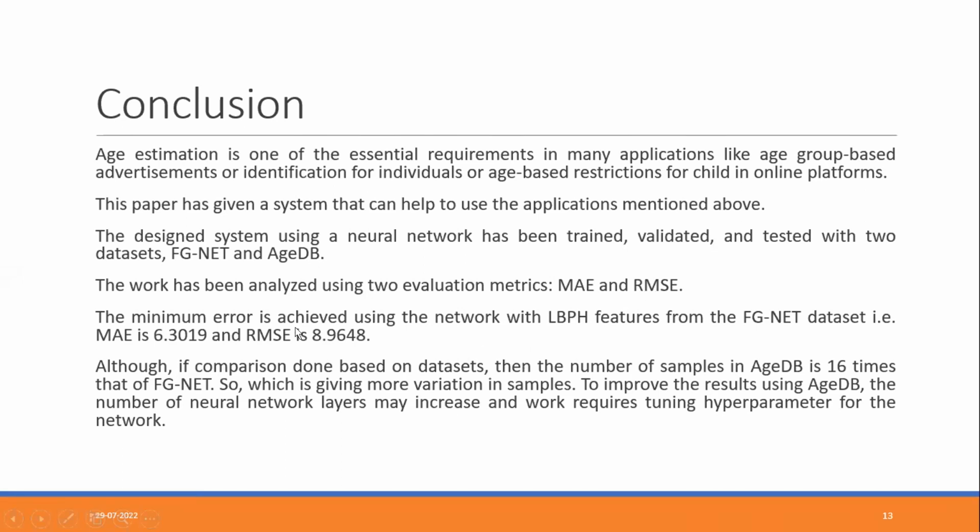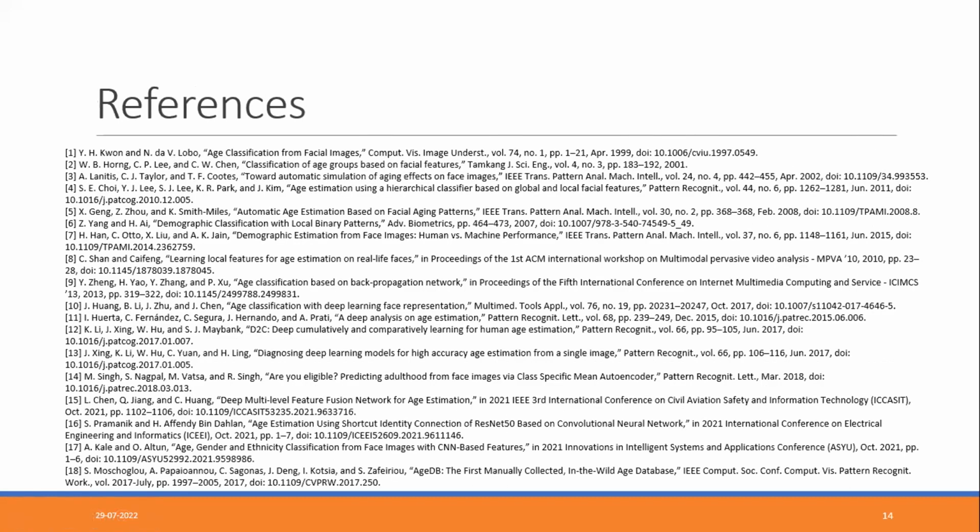As a conclusion, we are getting better mean absolute error in case of FGNet and the local binary pattern histogram feature. This comparison I have already covered, that is why we are getting better results in case of FGNet, but not in case of HDB. So I'm still extending my work to get better results for the HDB network also. This is my work. Thank you. Any questions? Thank you.